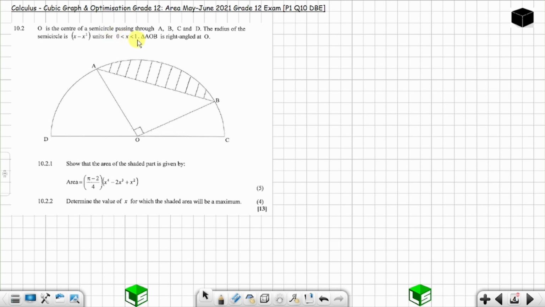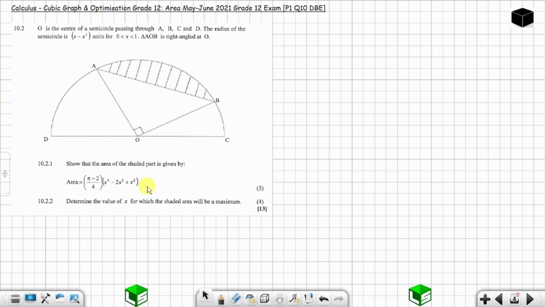Let's carry on. Triangle AOB is right angled at O. So you have a right angle at O. This is 90 degrees. Let's carry on. 10.2.1, show that the area of the shaded part is given by this. 5 marks. This is the shaded part. You can see this is the shaded part. We have this shape. So this is the shaded part. Now you have to show that the area of the shaded part is given by this.